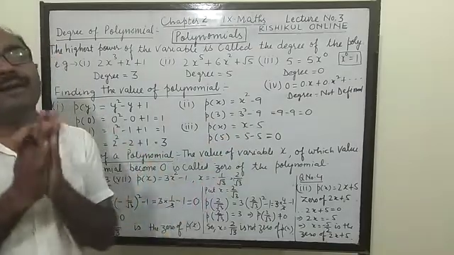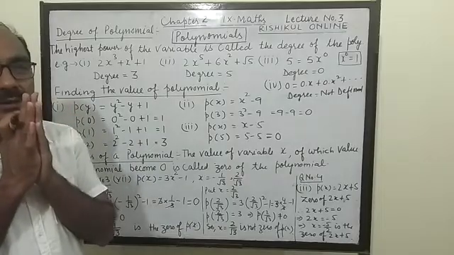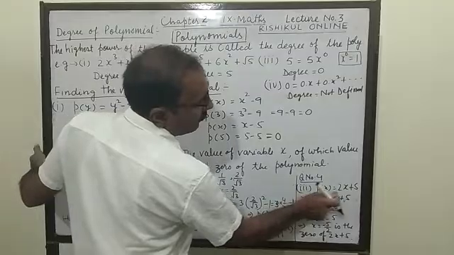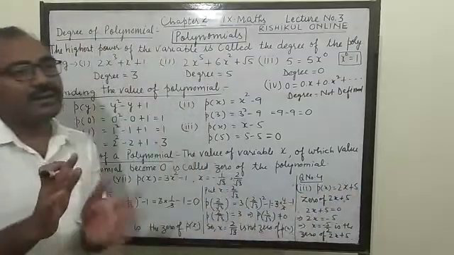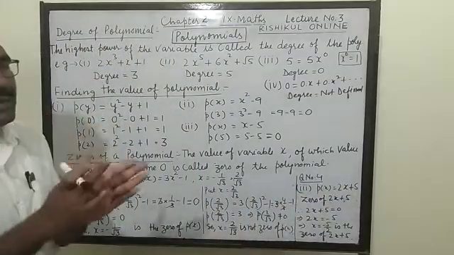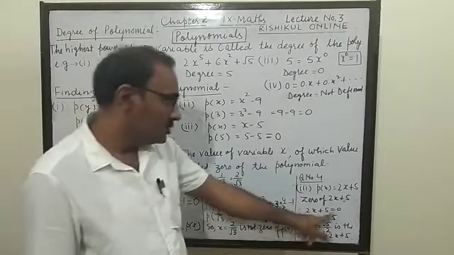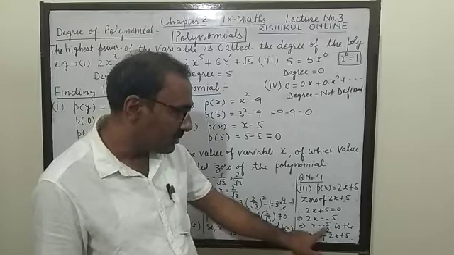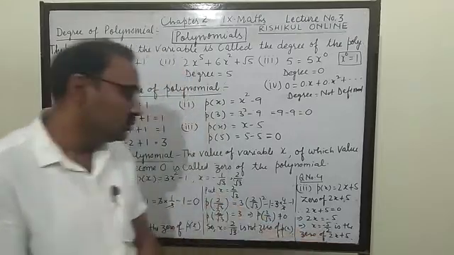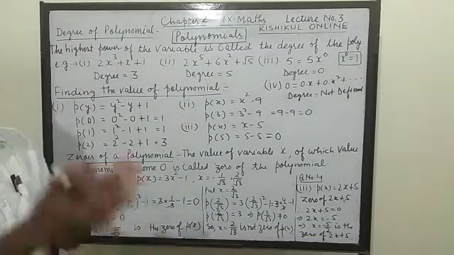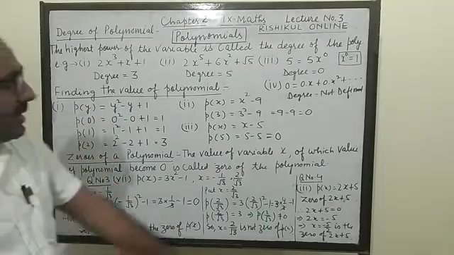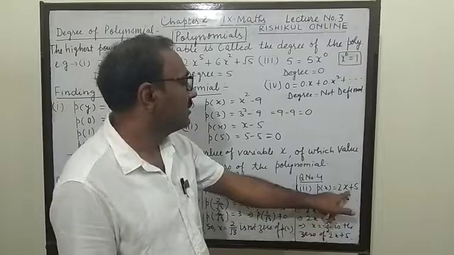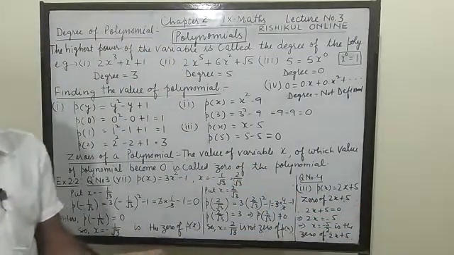If you want to find the zero of a polynomial, you solve it like this. P of x is equal to 2x plus 5. To find the zero of 2x plus 5, you make 2x plus 5 equal to 0 and get the value of x. The value of x is equal to minus 5 upon 2, which is the zero of 2x plus 5. In other words, if you put minus 5 upon 2 in place of x, then it becomes 0. Clear?